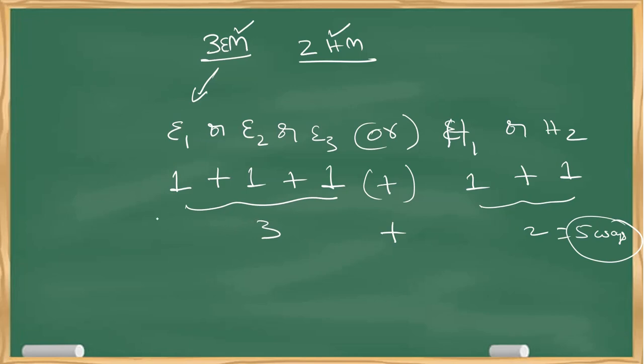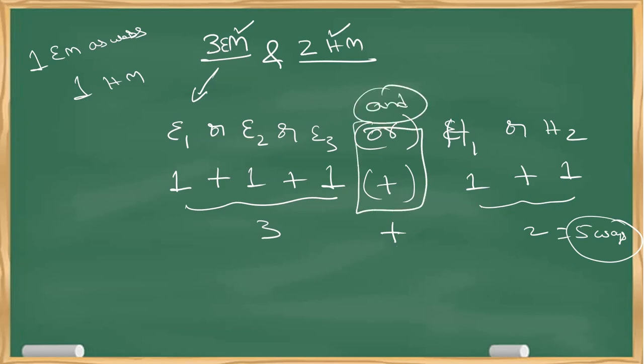Now let me take one more scenario where I have more time, and the condition is I can watch one English movie as well as one Hindi movie. Now what is the only difference I have to make? I'll watch a Hindi movie, an English movie, and I'll watch a Hindi movie. So instead of this OR, I'll replace it with AND. So as I know, AND represents multiplication.